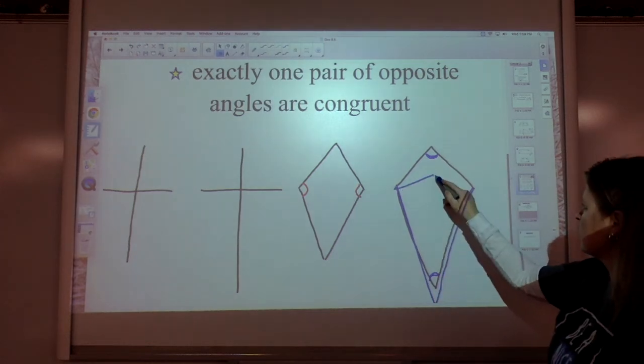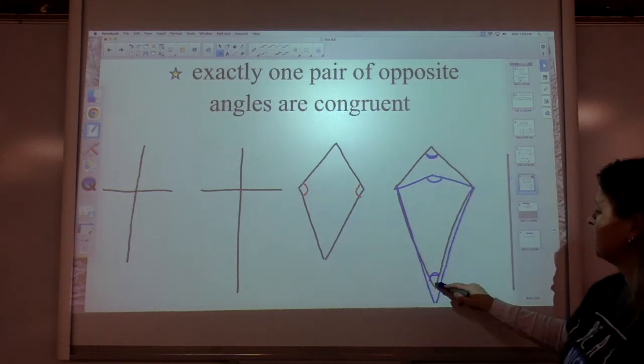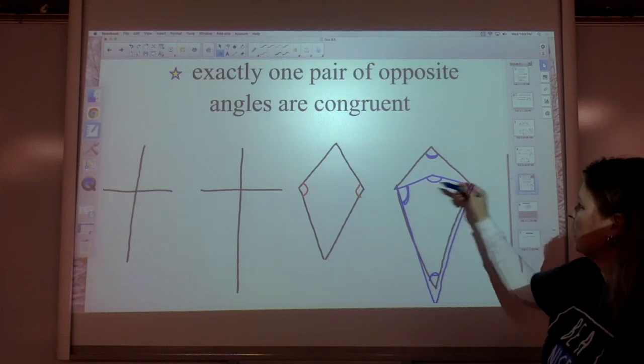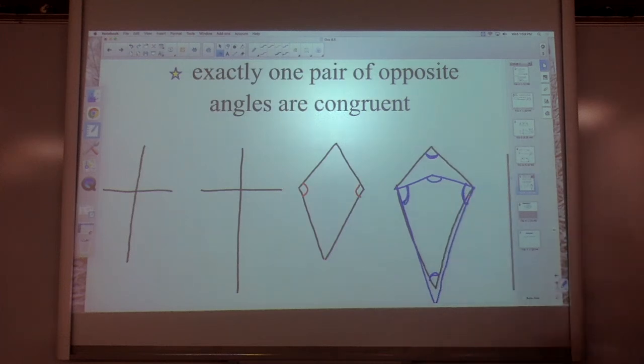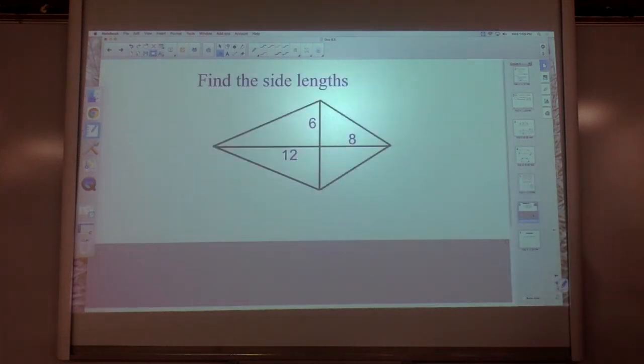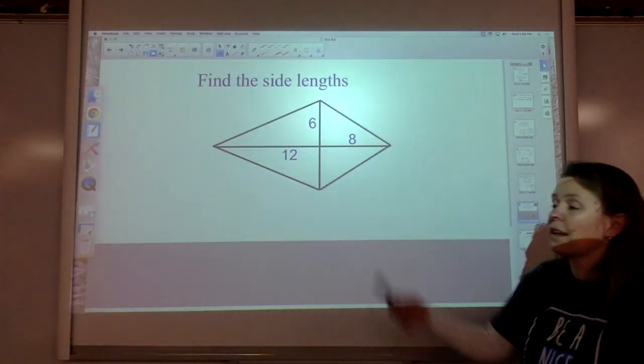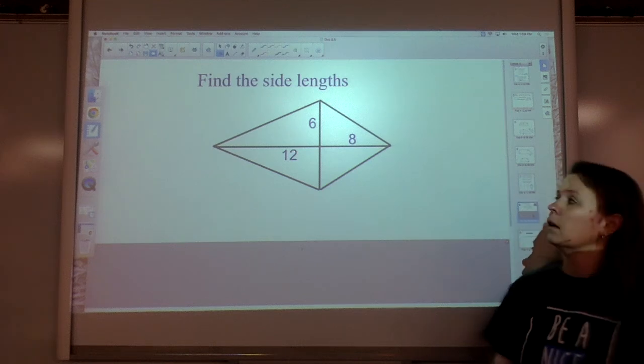Or you could say, this is the top of my kite. That's obtuse, that's acute, it's not even close. But look at the sides. The two angles here and here are definitely congruent. Do you have to memorize those properties? You've got to memorize the properties because otherwise how would you know how to do this work?